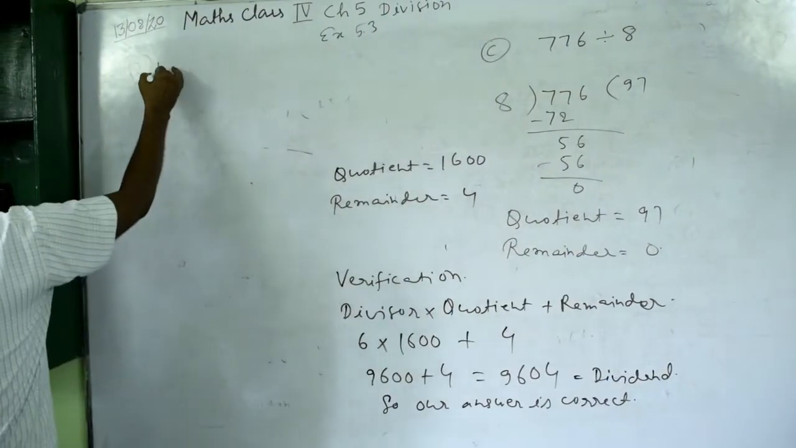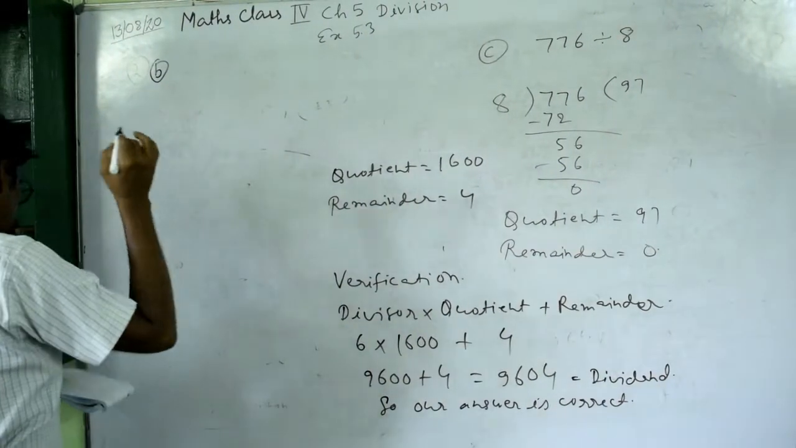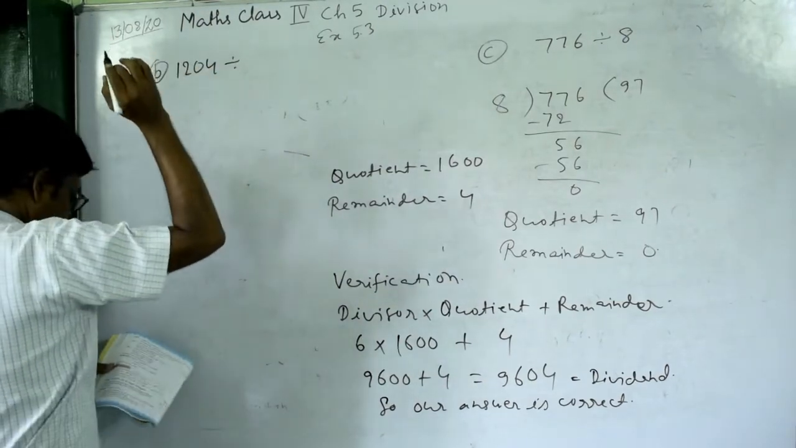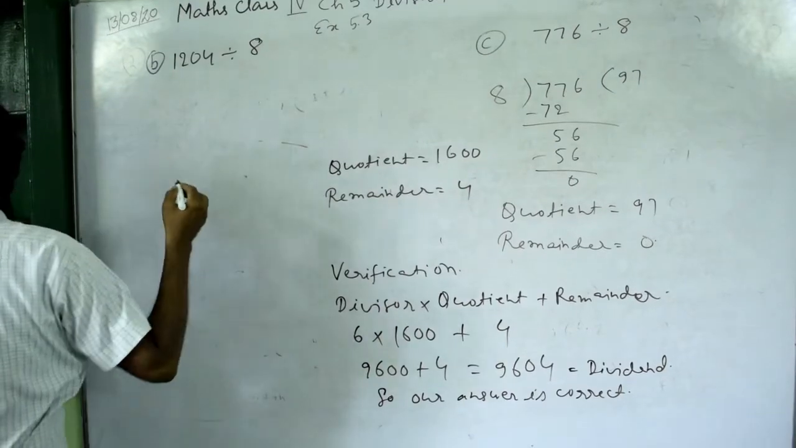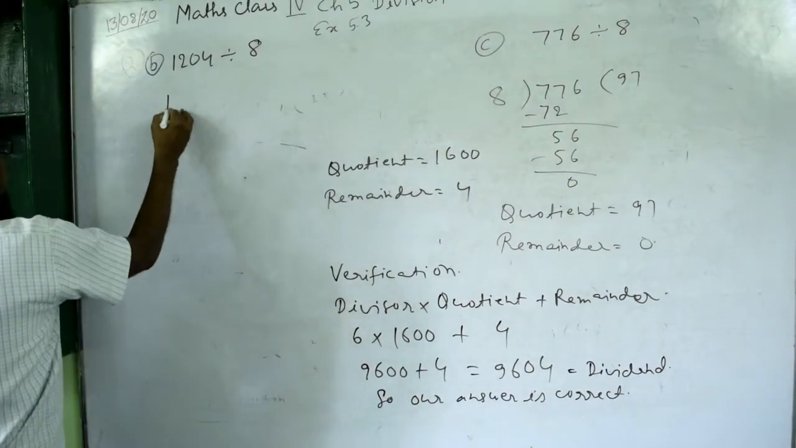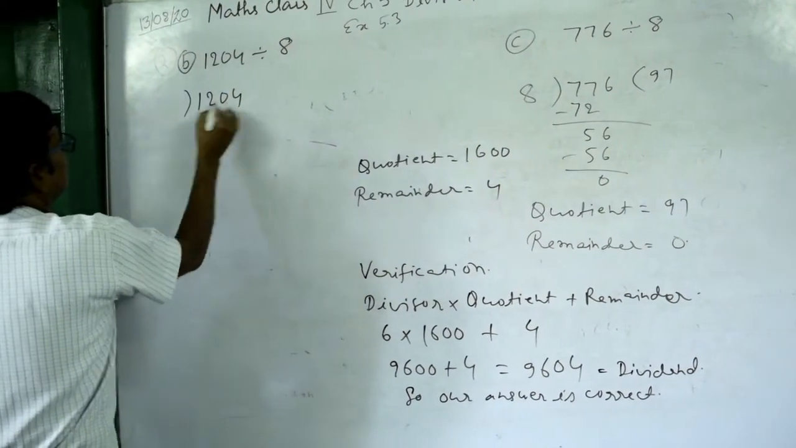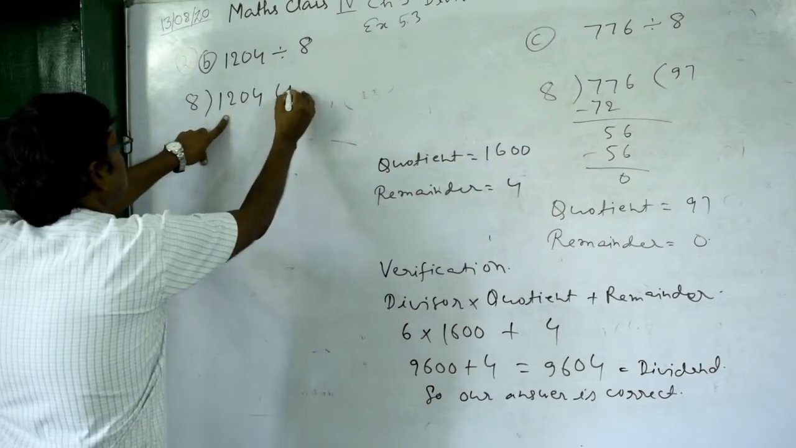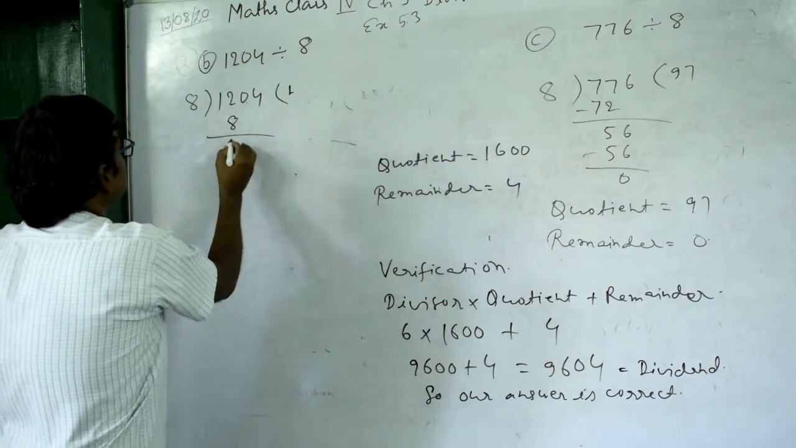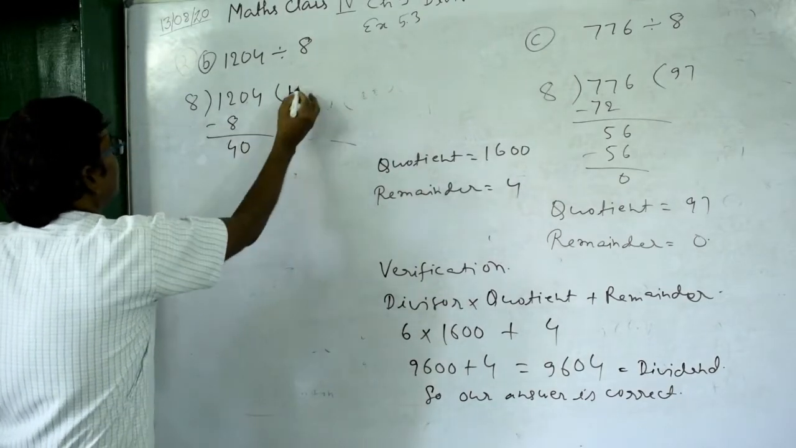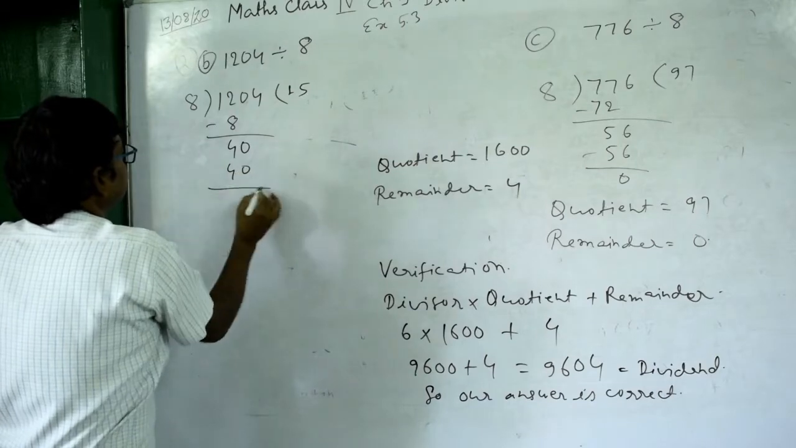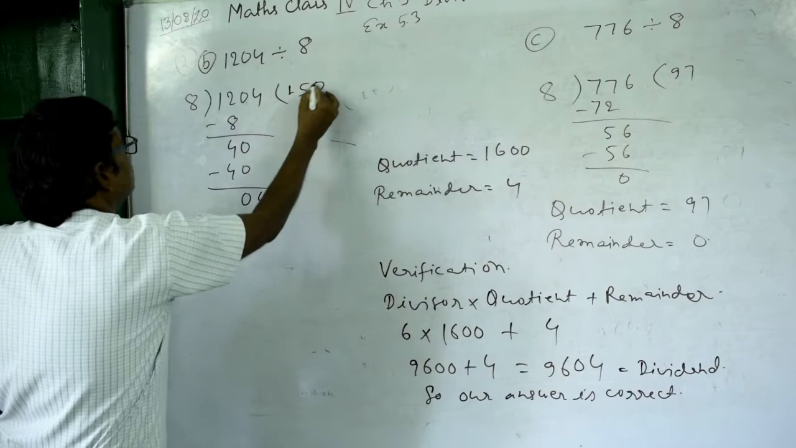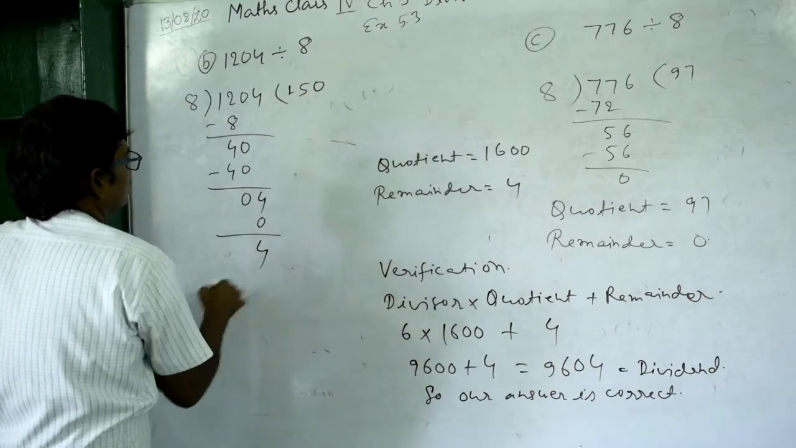Question number B. Here the number is 1204 divided by 8. Okay, this is the question. Then divide this number. Now 8 1 is 8. So it will be this. 8 5 is 40. So 0 here, then 4 will come down, then 8 0 is 0, so 4.